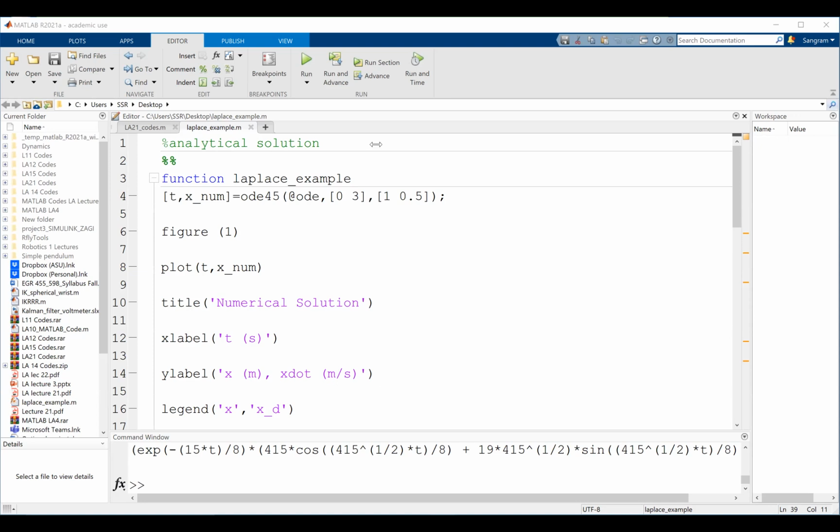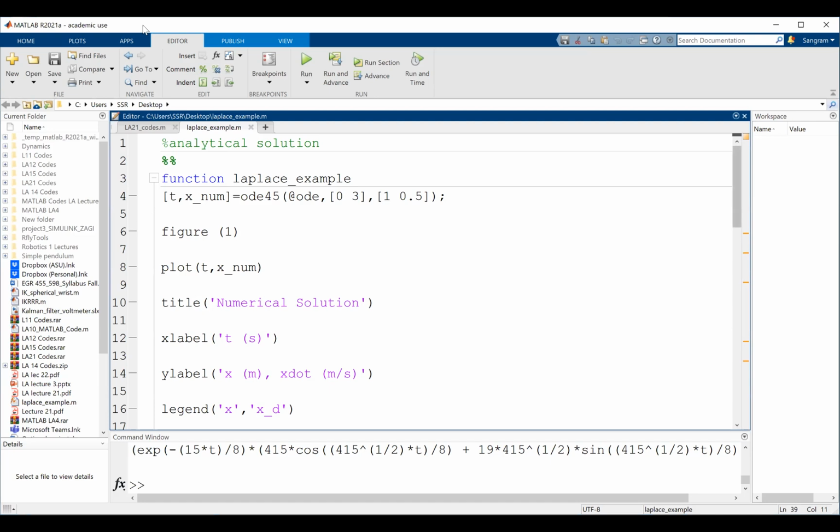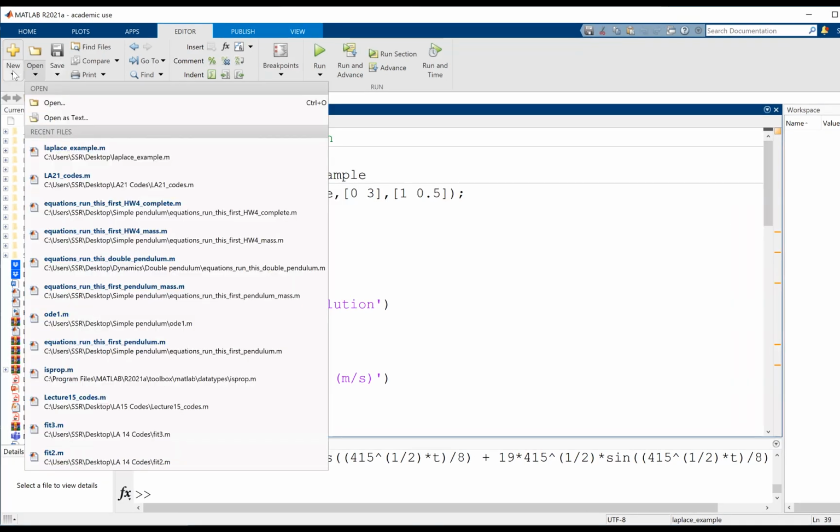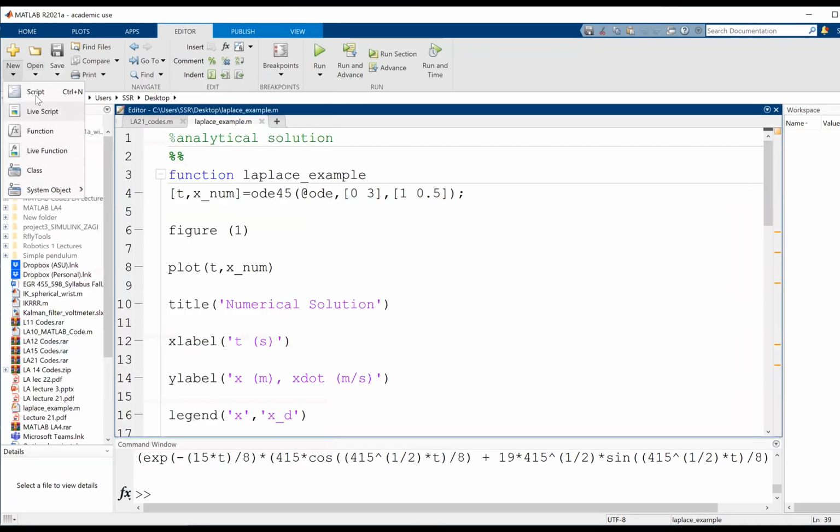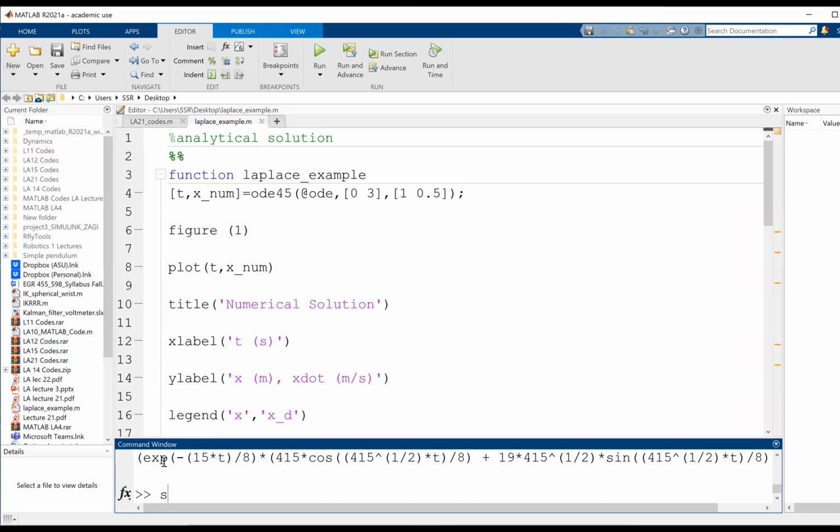So if you are with me, at this point I want you to open Simulink. So click New, and then I'll just click here, Simulink. So I want you to open Simulink.